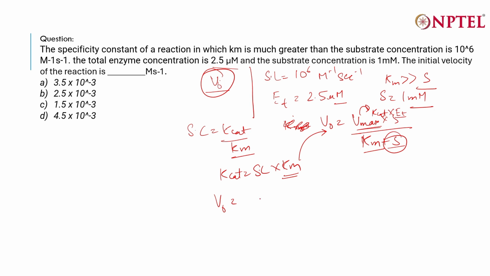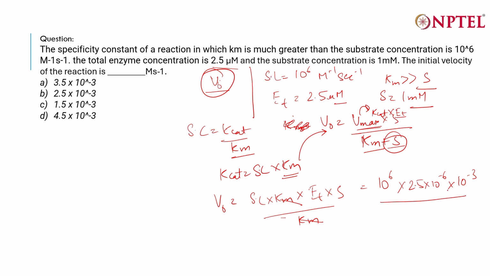Okay, so Kcat will be specificity constant into Km, and here Et into S divided by Km. So this will cancel out. Now if we put the values, this will be 10 to the power 6, Et is 2.5 into 10 to the power minus 6 molar, and substrate concentration is 10 to the power minus 3 molar. So if we calculate, this comes up to be 2.5 into 10 to the power minus 3 molar per second. Okay, so the correct answer is option number B.